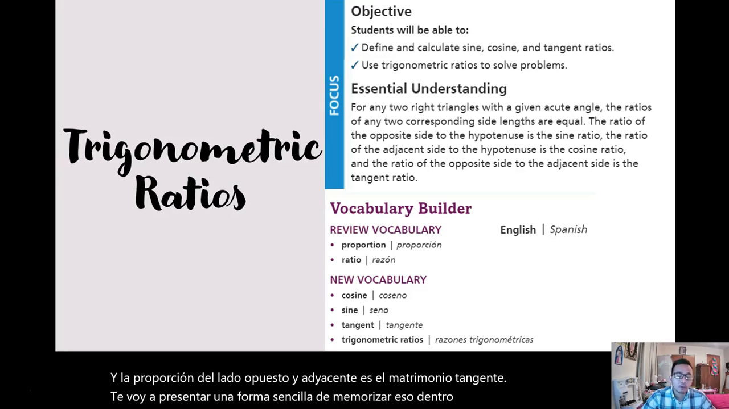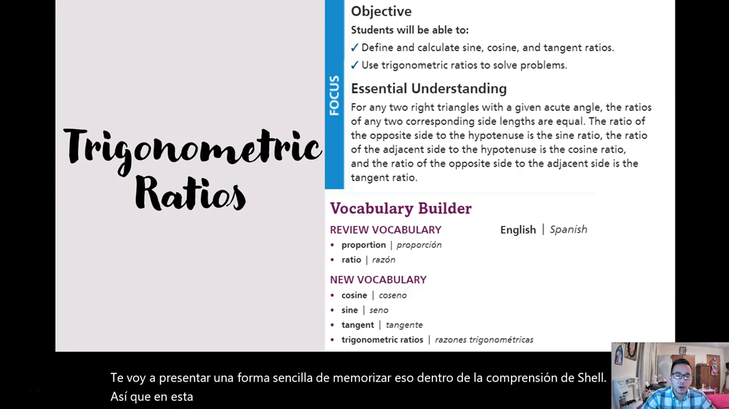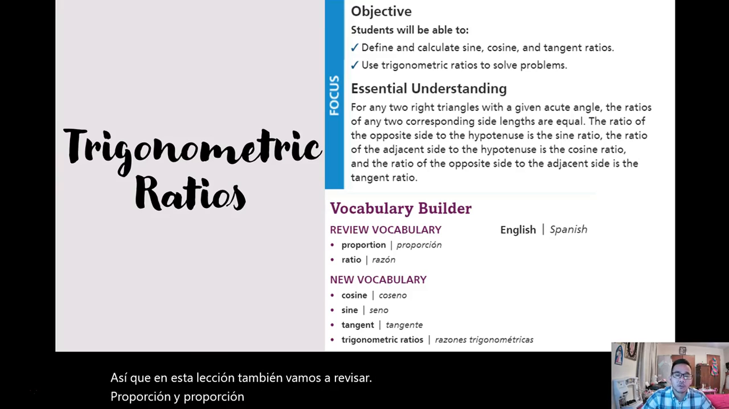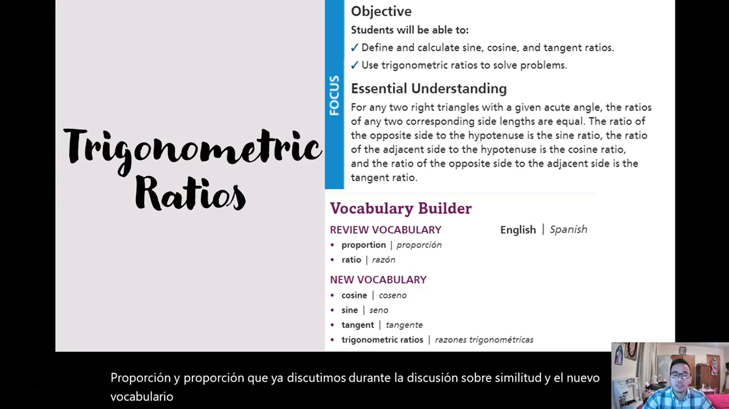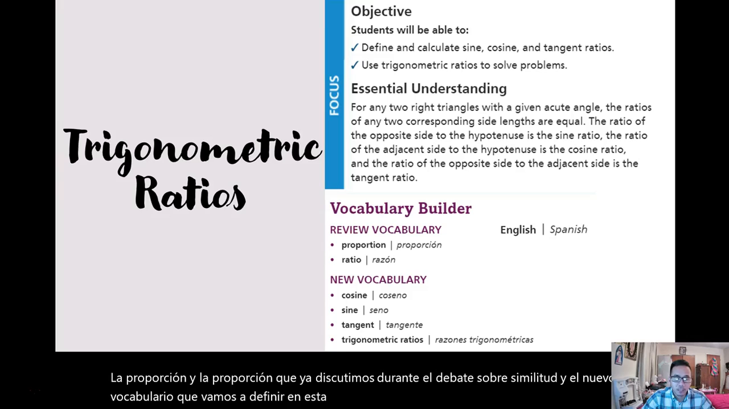In this lesson also, we are going to review proportion and ratio that we already discussed during our similarity discussion. And the new vocabulary that we are going to define in this lesson is cosine, sine, tangent, and trigonometric ratio.